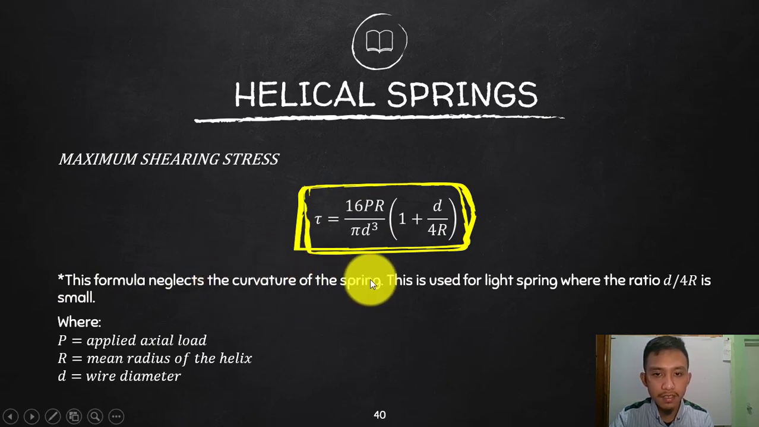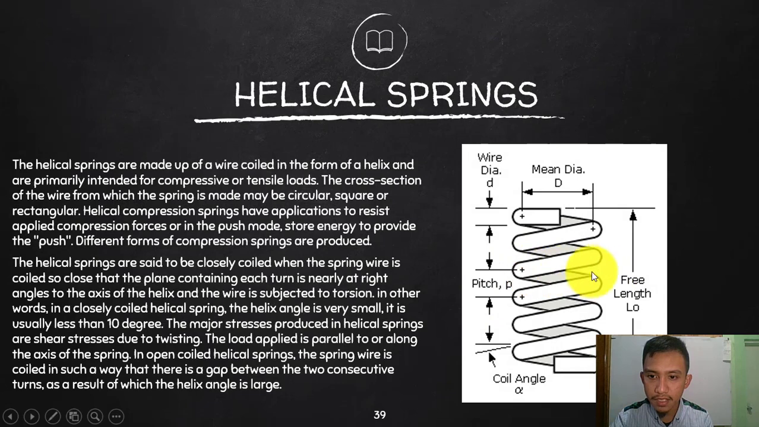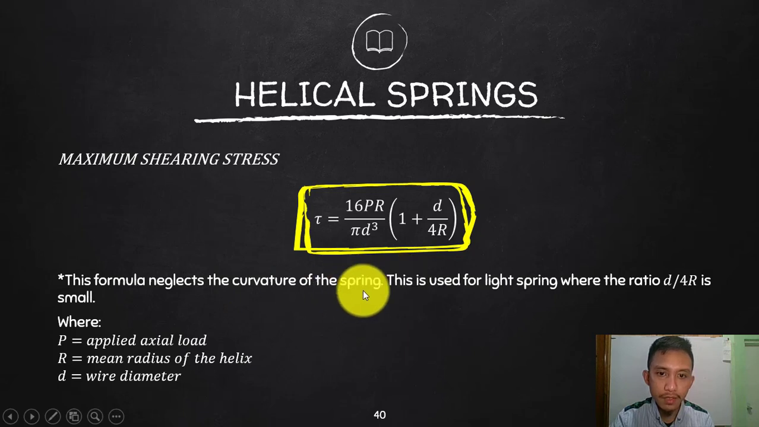As I've said, we try to simplify this by analyzing it as a perfect circle, but actually there is a pitch, or an inclination or coil angle. But when we form this helical spring, the coils are in contact with each other, and there is only a pitch because it is already released. So again, this is considered circular. Cutting one complete circle, it can be considered a plane circle. So neglect the curvature. This is used for light springs, where the ratio d over 4r is small.